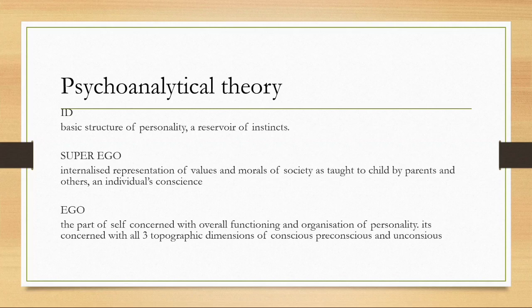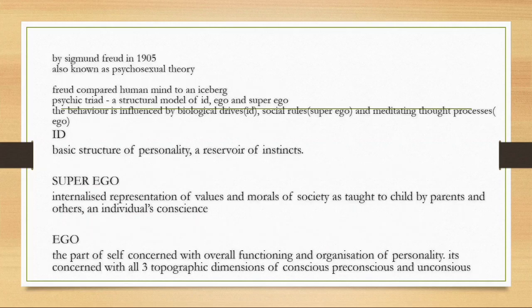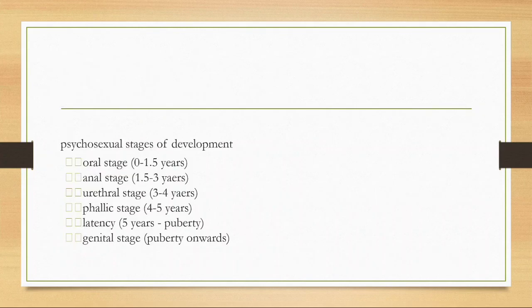So we already discussed this one, and now we have the psychosexual developmental stages. The oral stage is up to 1.5 years. Anal stage is 1.5 to 3 years, urethral 3 to 4, phallic 4 to 5 years, latency 5 to puberty, and genital puberty onwards.